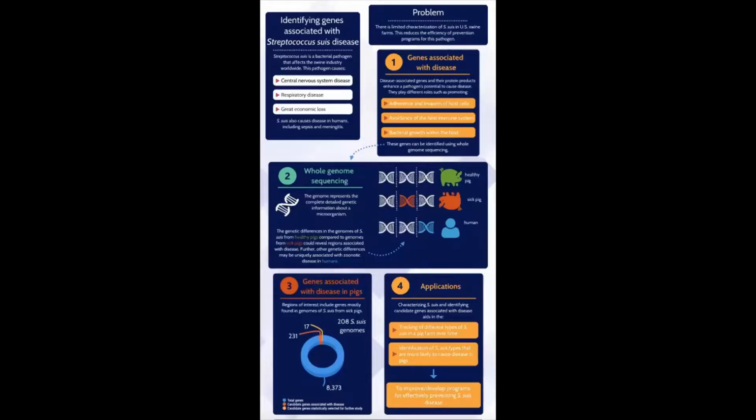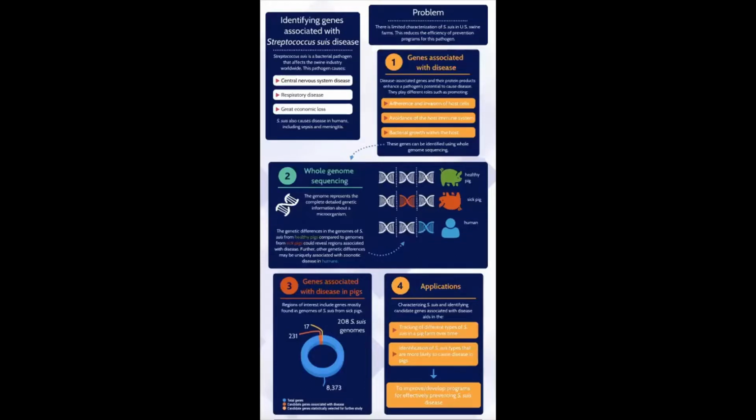Of these, 231 genes were classified as candidate genes associated with disease. That's because they were mostly found in strep suis from sick pigs and absent in genomes from healthy pigs. 17 genes were statistically selected for confirmatory studies.